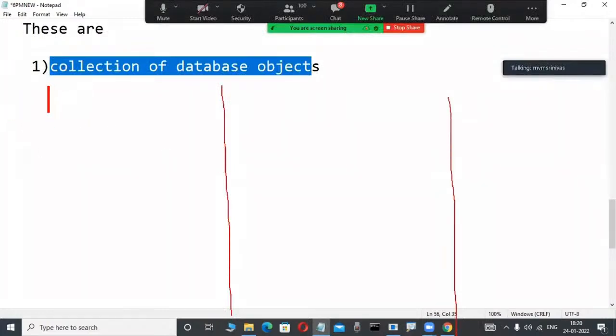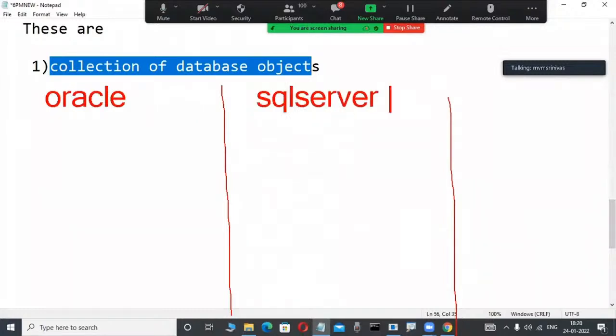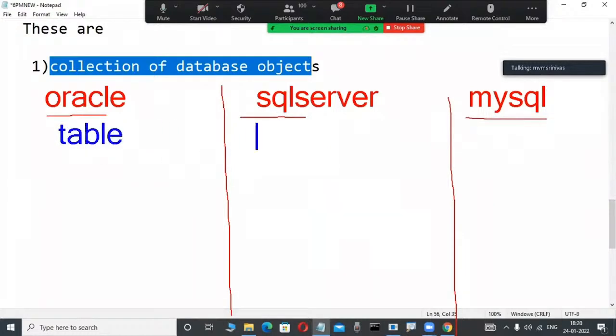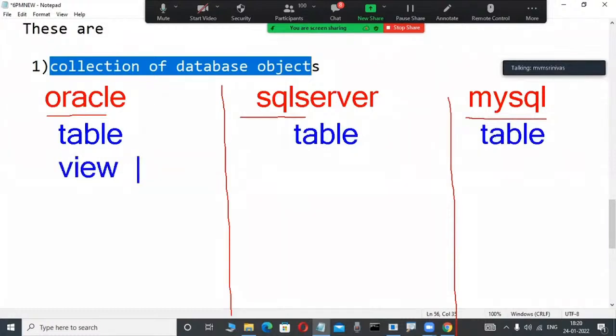Suppose you are learning an Oracle course. Oracle is a relational data model product. Suppose other fellows are learning SQL Server, which is also a relational data model product. MySQL is a relational data model product from a different company. But which database objects are available? A table is a database object. Here also a table is there, and in MySQL also. Again, a view is a database object with some purpose, and it is there in all of them.